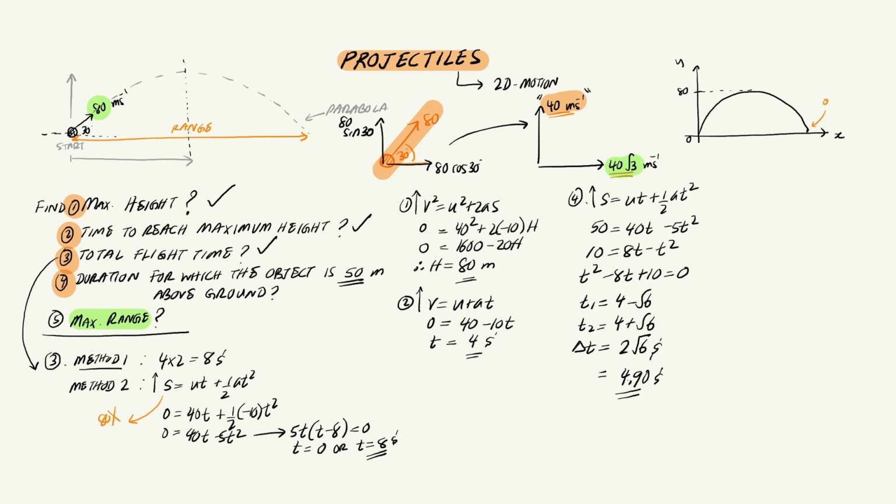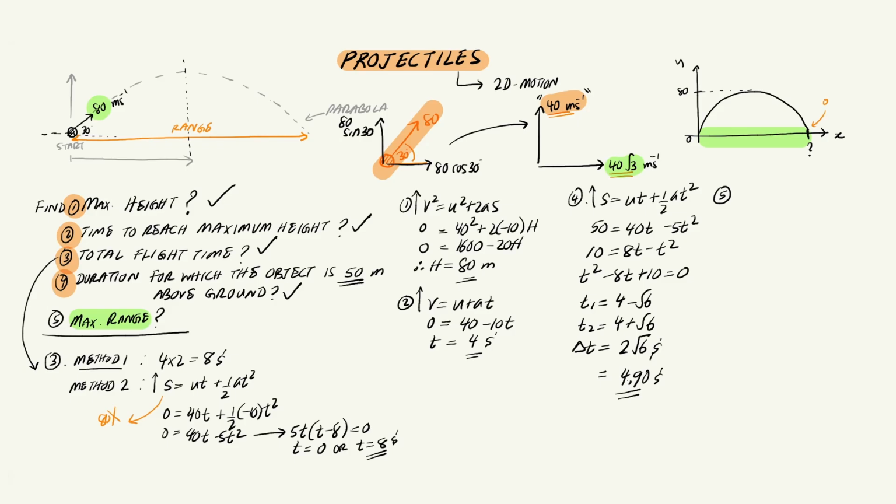This gives approximately 4.90 seconds. Now the new question about maximum range. Looking at our diagram, the range is simply the final horizontal position measured along the ground from the starting position. Here's the key idea for this part. In the horizontal direction, there is no acceleration at all.